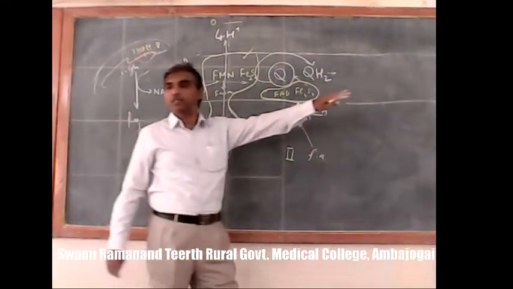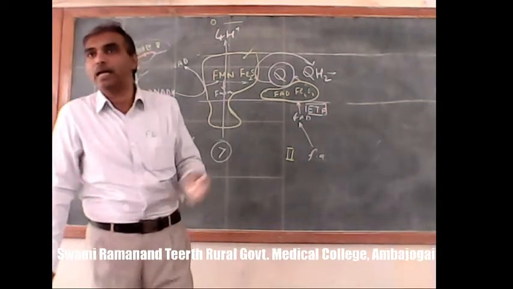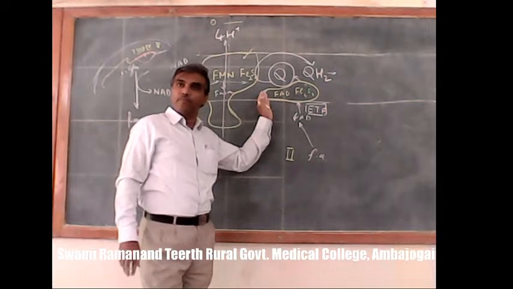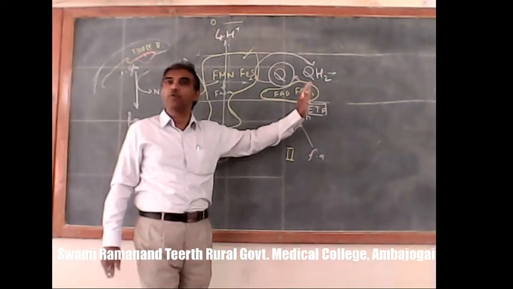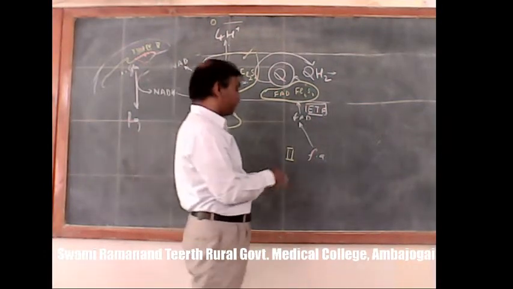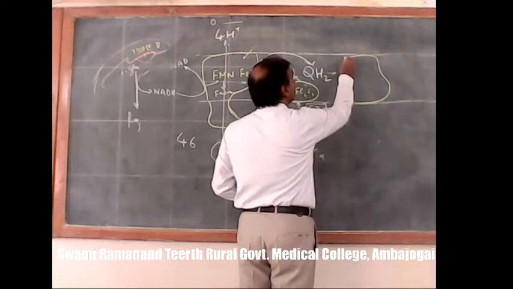Now from here onwards electrons are transferred as reducing equivalents rather than H or hydride. It is electrons that are transported from here onwards, and there is the presence of another complex called complex 3.